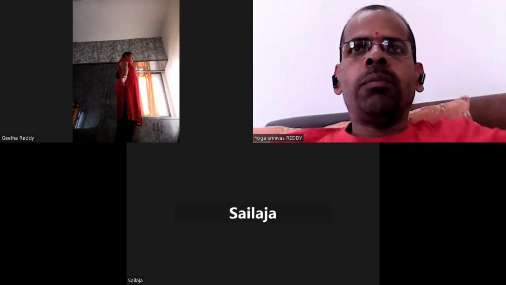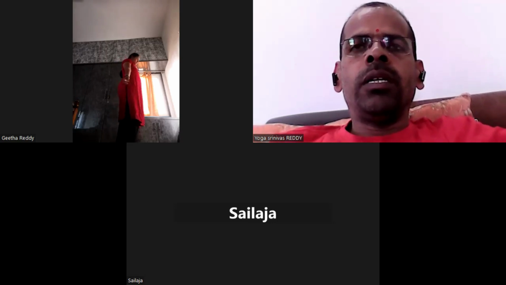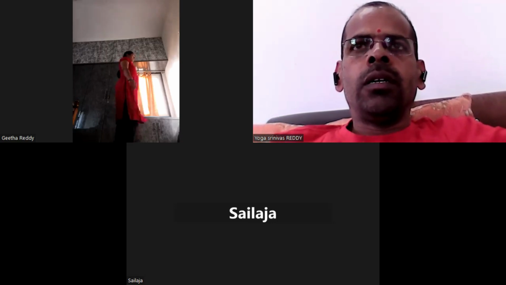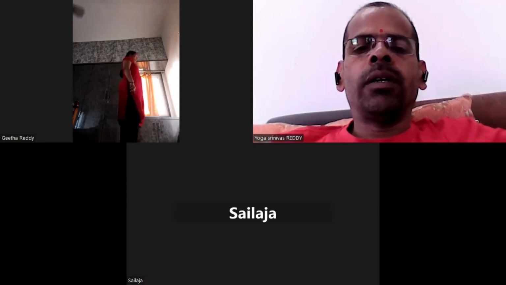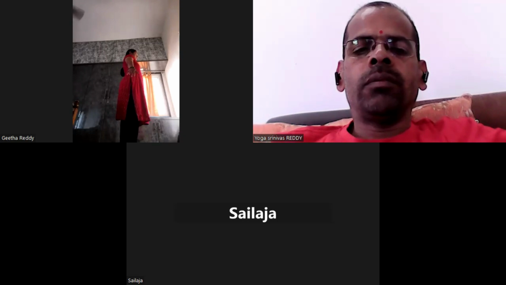In second step, third point, demonstration with counts, with breathing, with explanation. Now come to sthiti, Tadasana. Legs together, hands by the side of the body. 1. Partial inhale, raise your both hands at shoulder level. 2. Full inhale, raise your both hands above the head.